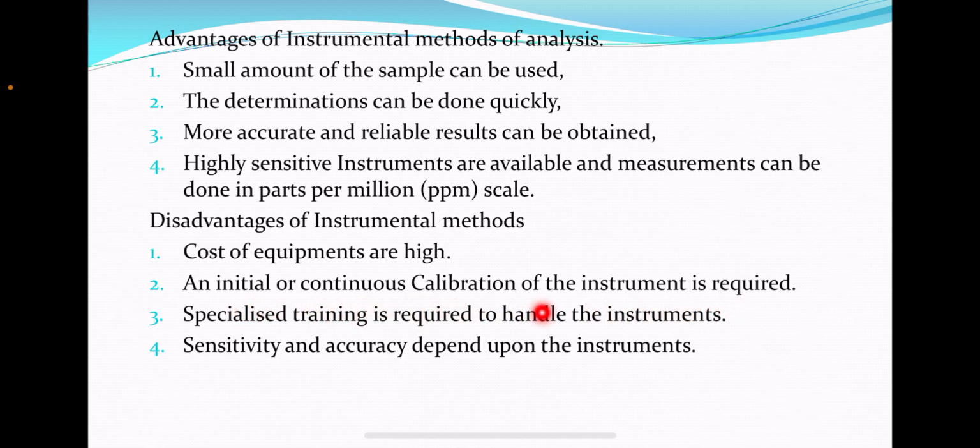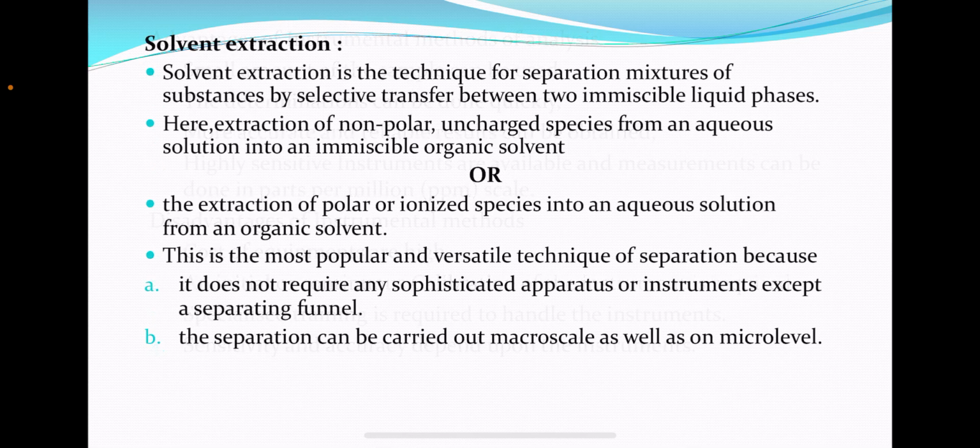So, initial or continuous calibration of the instrument is required, and specialized training is required to handle the instruments. Instruments like NMR, mass spectroscopy or IR spectroscopy, we cannot handle them without some training. Only trained people can operate the instruments. And sensitivity and accuracy depend upon the instruments. If you use highly sensitive instruments, definitely the sensitivity and accuracy will be higher, and if the instrument is of low sensitivity, then the sensitivity and accuracy of the results will be low. These are some of the disadvantages of instrumental methods of analysis.